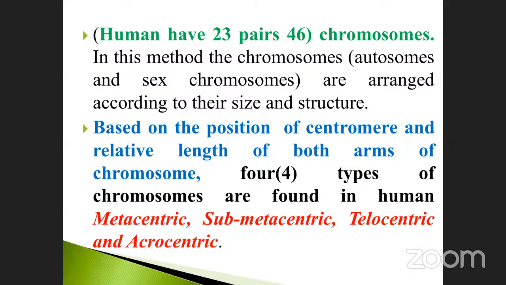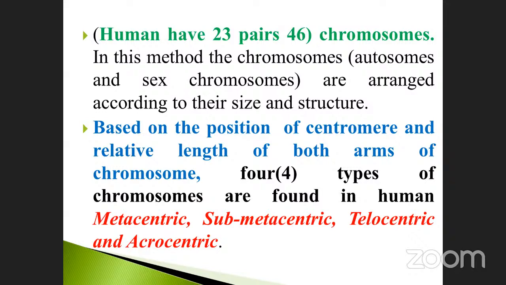Don't forget what is meant by centromere. You know about each and every chromosome, they are having arms, like hands. There are two hands there. One is called the short arm, the other the long arm. They are united, or connected, at the central point called the centromere. Based on the position of the centromere and the relative length of both arms of a chromosome, they are classified into types.